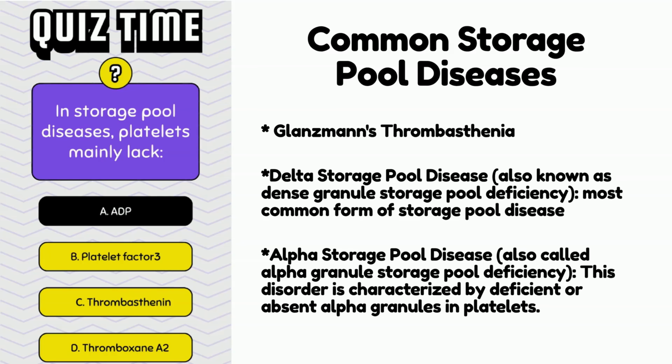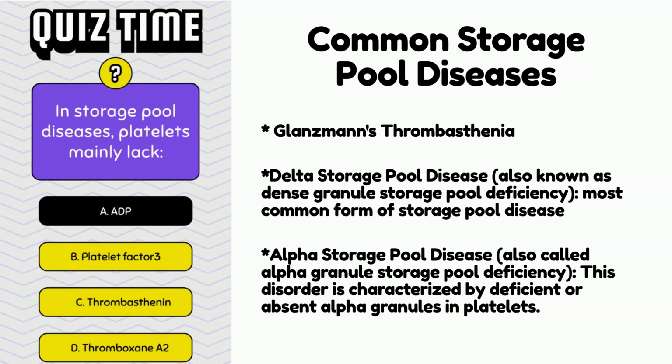Alpha storage pool disease, also called alpha granule storage pool disease. This disorder is characterized by deficiency or absence of alpha granules in platelets. As a result, platelets cannot release certain growth factors and other proteins that are important for clot stabilization and wound healing.